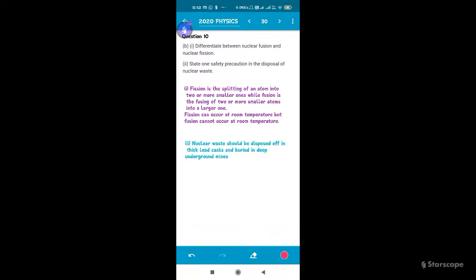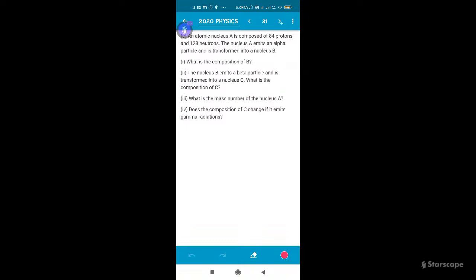Now the last question is about certain changes occurring in an atomic nucleus. Okay, let's do it. An atomic nucleus A is composed of 84 protons. So the proton number is 84 and the neutron number is 128. So the mass number, if you add it up, because we know mass number is equal to number of protons plus number of neutrons, will become 212.